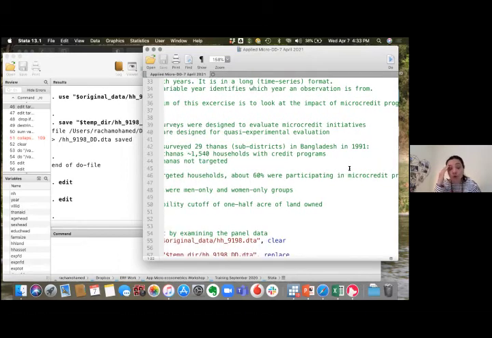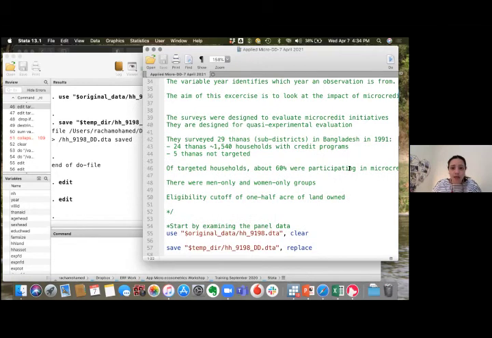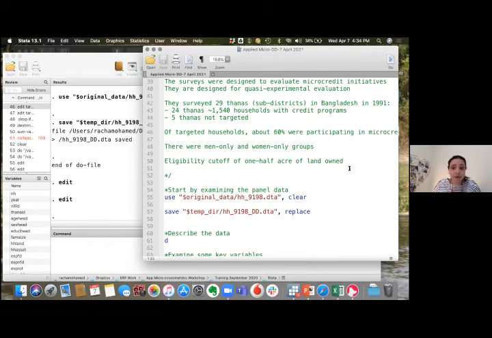From the targeted households, only 60% were able to participate in the program, because we can target the program for individuals, but not everyone benefits from it. The eligibility criterion for the household or for the individuals is to be the owner of an area of land higher than 1/2 acre. We'll see this in more detail when we start discussing how to use the difference in the cross-sectional data.